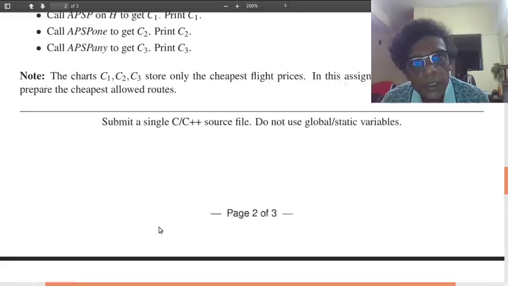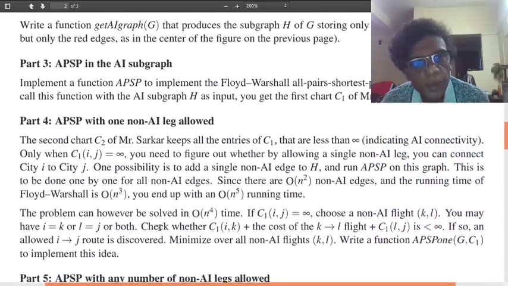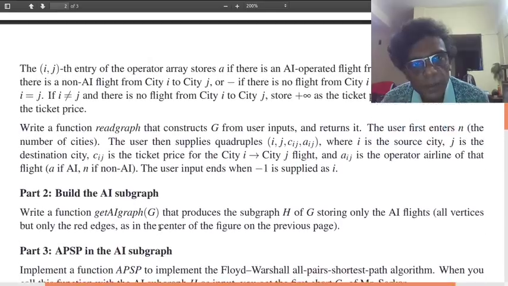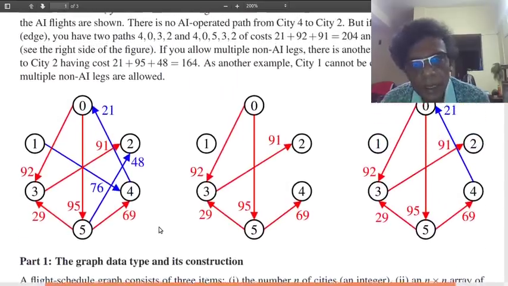I will start coding. I hope today's assignment is much easier than last week's assignment, and we will be online.